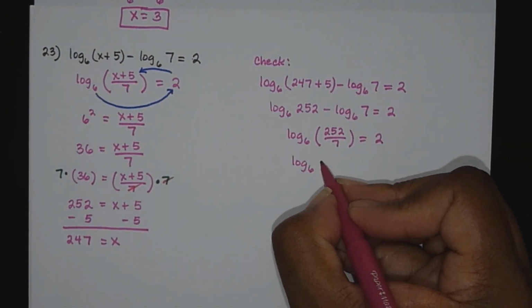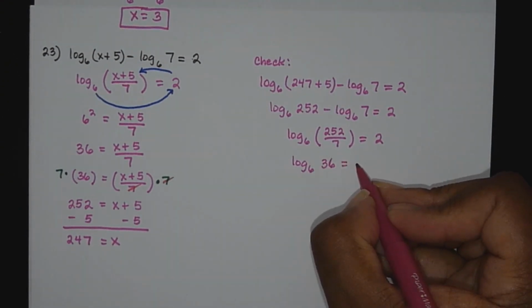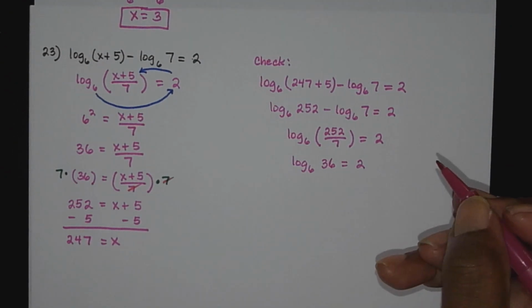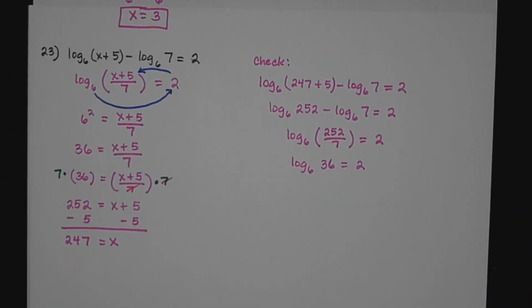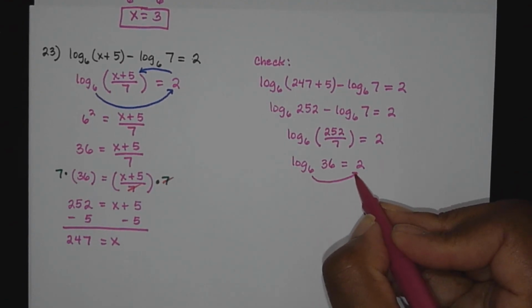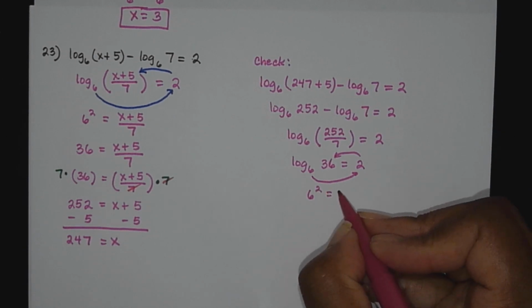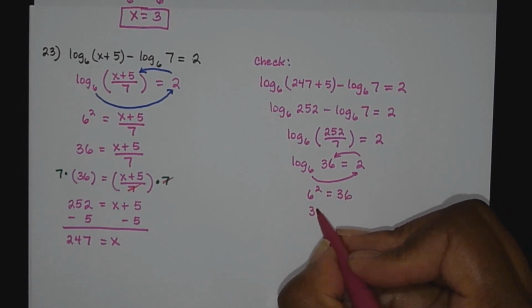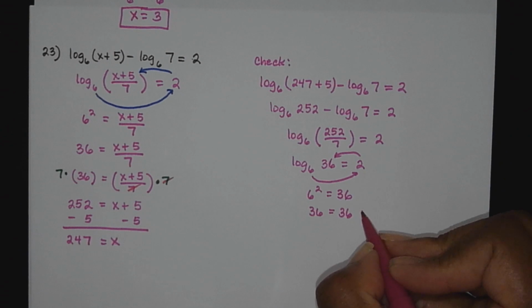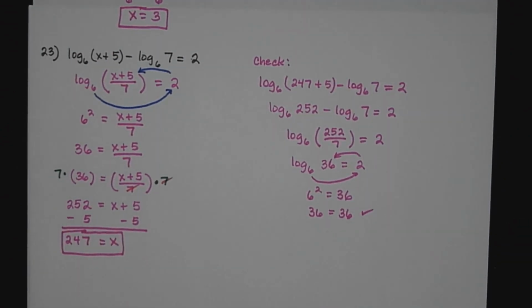Now, 252 divided by 7 would be 36, so log to the base 6 of 36 is equal to 2. And of course, you can write this in its equivalent exponential form by doing 6 to the second equaling 36. And when you square that 6, you will get 36. So that checks. So that means x equals 247 is the solution to that logarithmic equation.